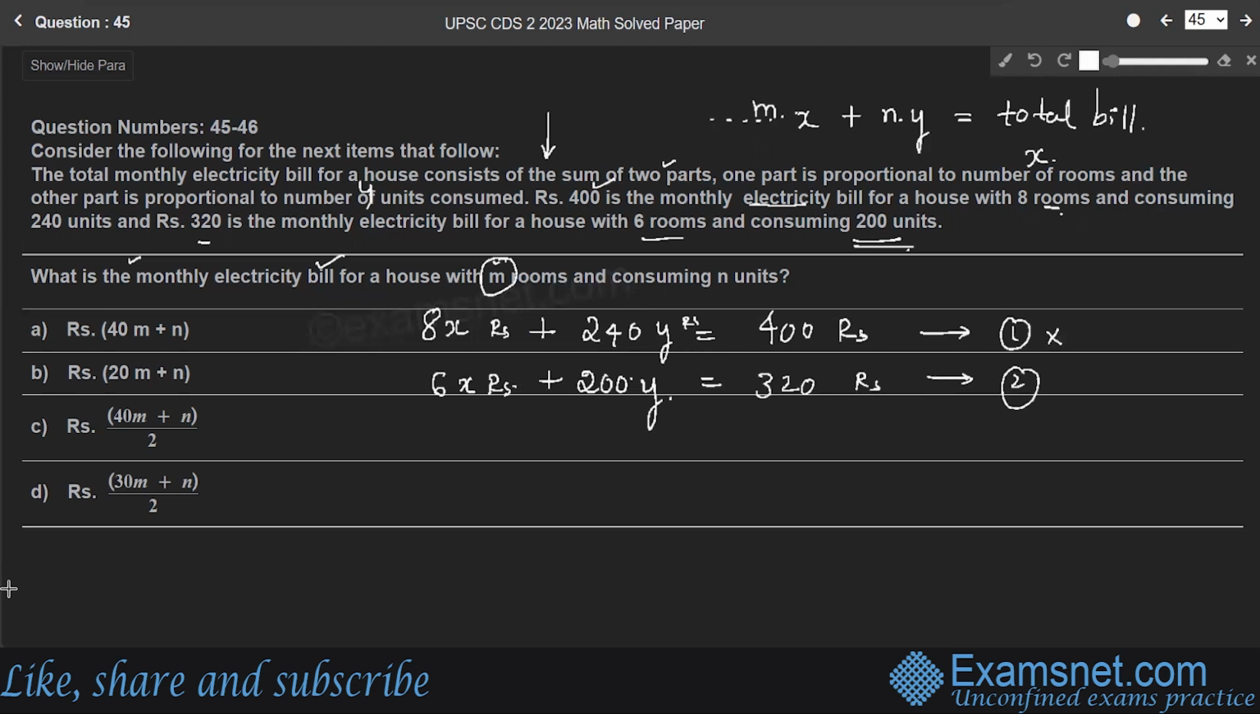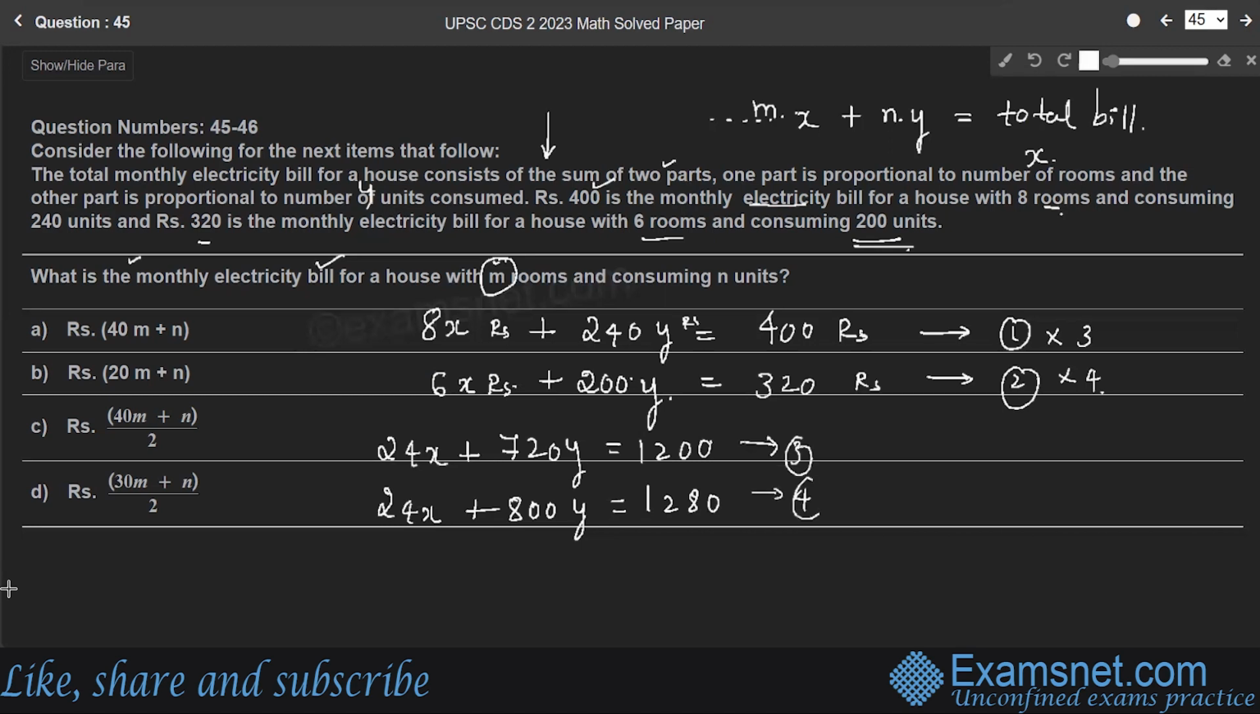So we'll multiply equation 1 by 3 and equation 2 by 4, right? So 8x into 3 is 24x, plus 240y into 3, which is 720y, is equal to 400 into 3, which is 1200. And equation 2 becomes 24x plus 200 into 4, which is 800y, is equal to 320 into 4, which is 1280, right? So we call these equations 3 and 4.